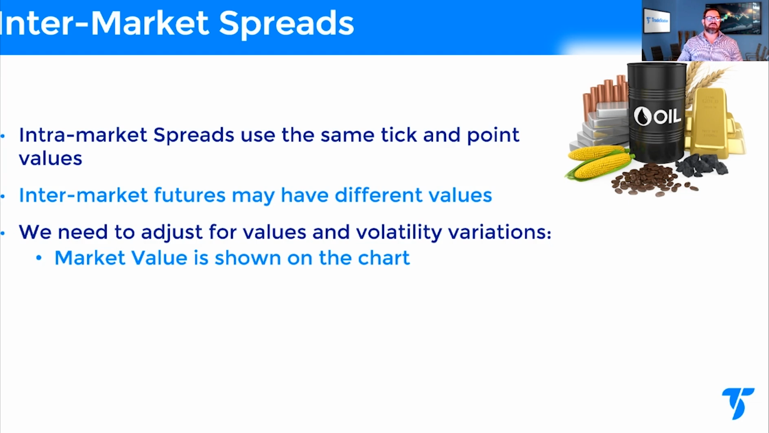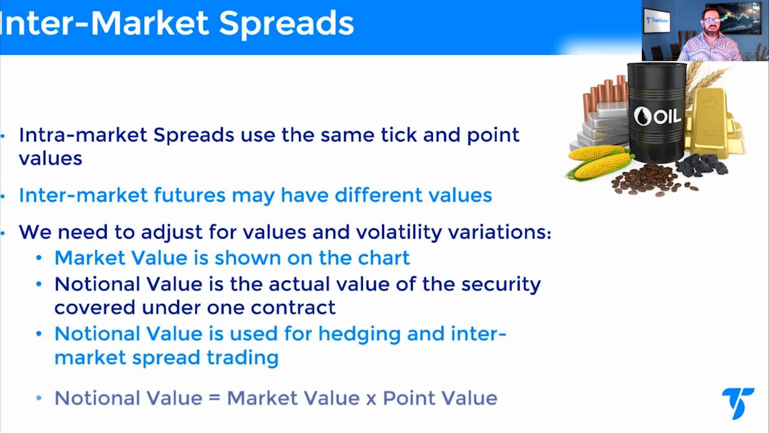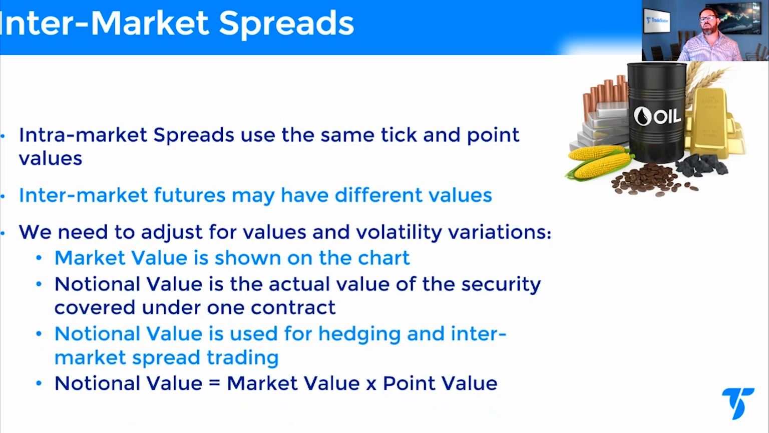So what happens is we're going to use something different than what you see on a chart typically. When you look at a chart of a security, you're looking at what's called the market value of that security. Okay, so the value of that security is whatever the market gives it. You also have what's called notional value. That's the actual value of the futures contract.